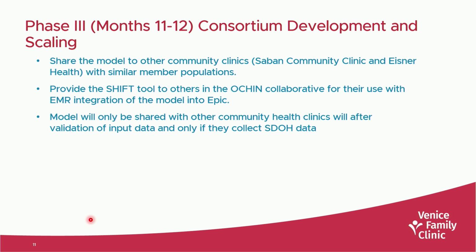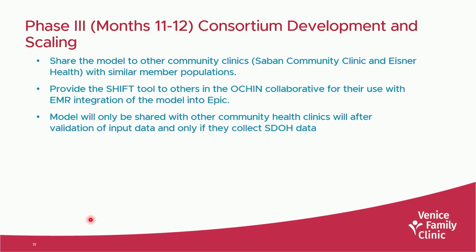And then finally, in months 11 through 12, again, probably a pretty intense timeline, share the model with other community clinics, starting in the Los Angeles area. Saban Community Clinic and Eisner Health are other community health centers with similar populations. One of them is on Ocean Epic. We hope to share the model with them, pilot it at their sites, gather more information, and eventually take this model and spread it to health systems across the country that are on the Ocean Collaborative, and obviously beyond that after a certain point.